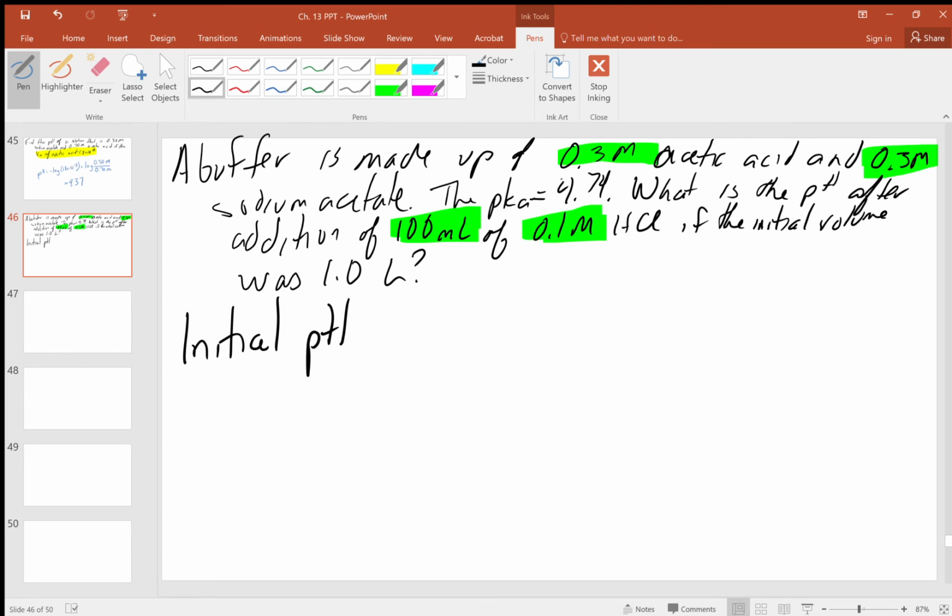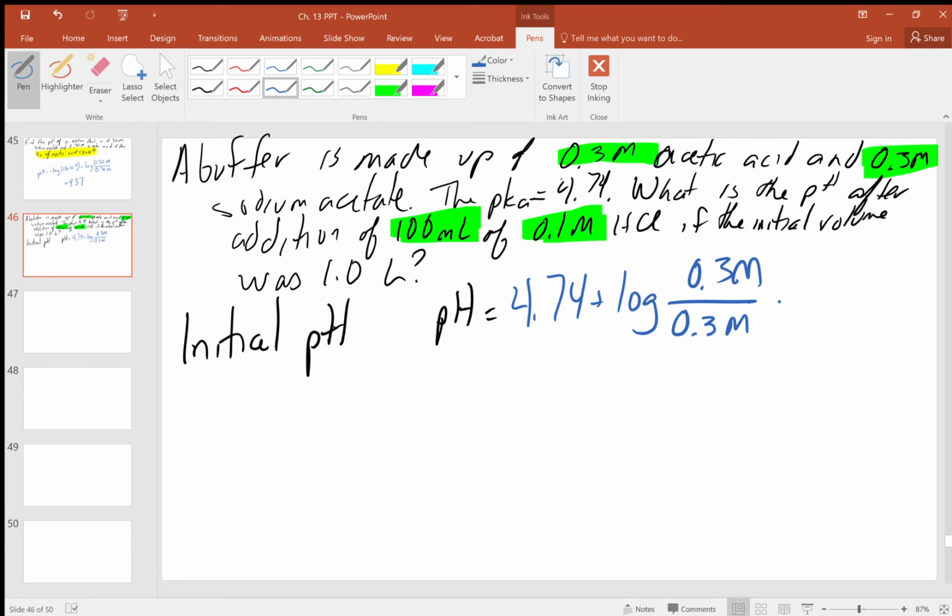The initial pH will be the pKa, 4.74, plus the log of the base concentration over the acid concentration, and that's going to be 4.74. Now, before we get into this problem at all, there's an important question to ask.